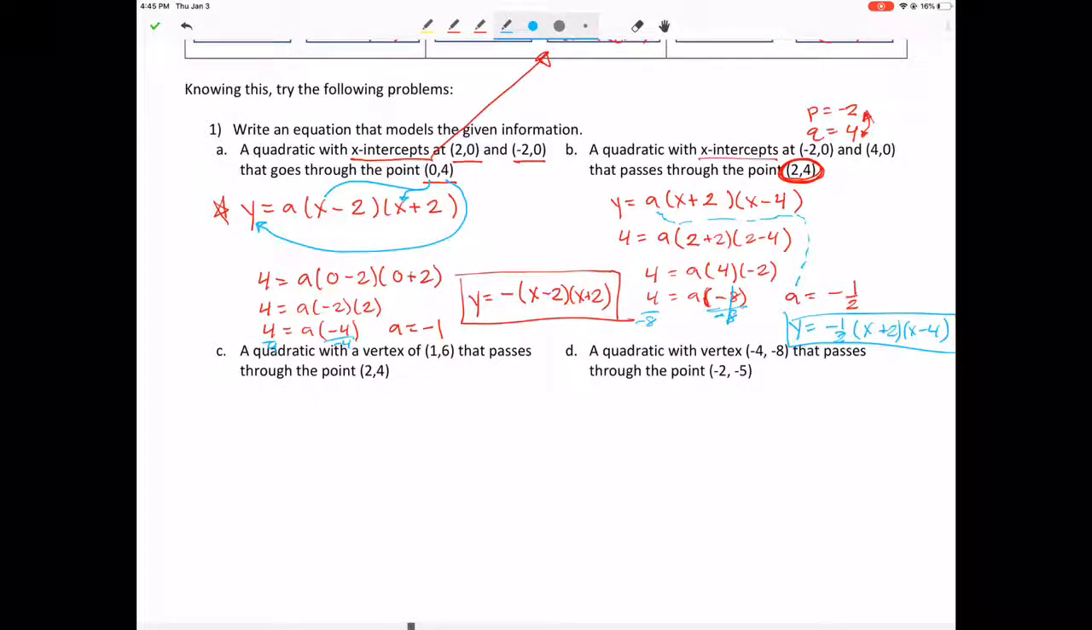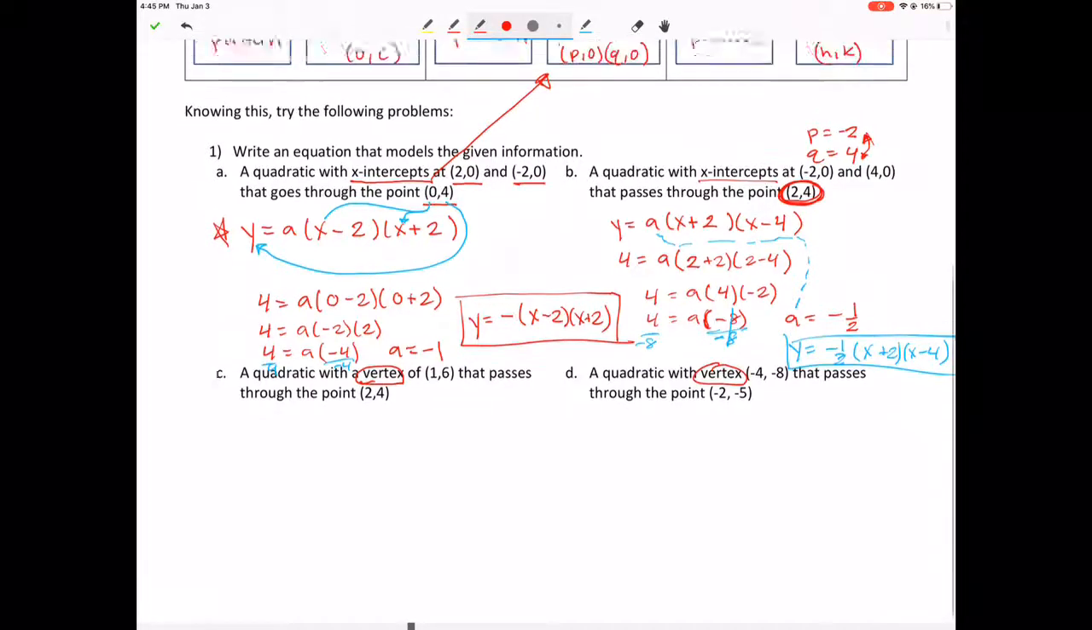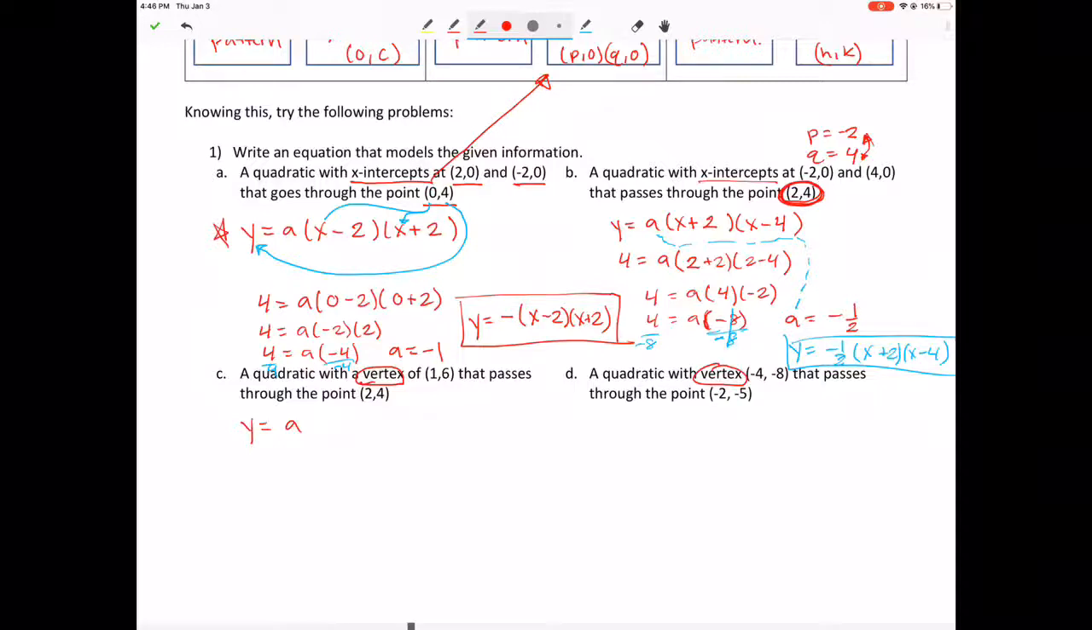All right. Now we're looking at something a little different for these problems. We have a quadratic with a vertex. So they gave us a vertex. So which form do you think we're going to use? Well, we're going to use the vertex form. So y equals A. We don't know what A is, so basically all of these is we're trying to find out what A is. So A times (x minus 1) squared plus 6. So this is our H and K from our vertex. And we just plug those in, and now we need to find out what A is.